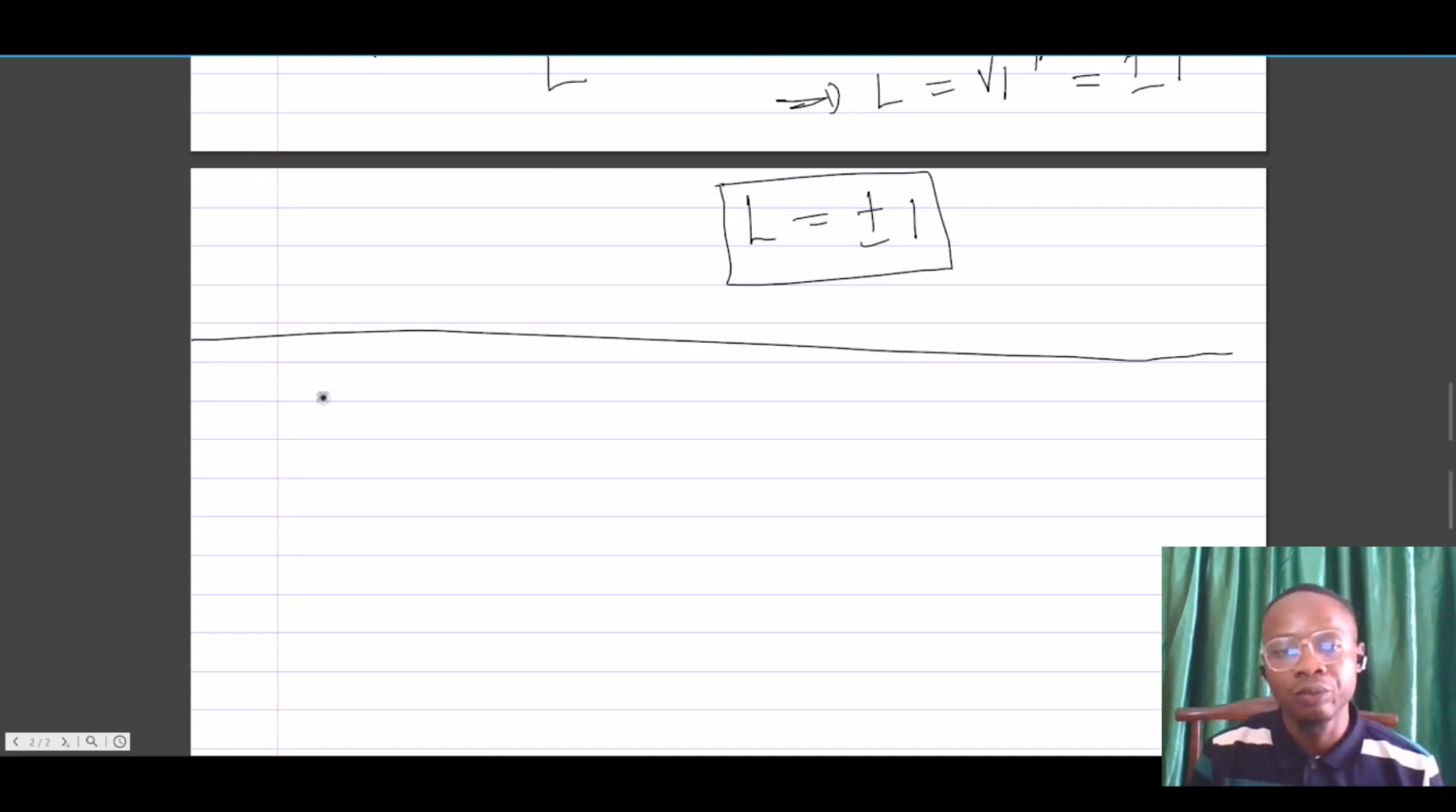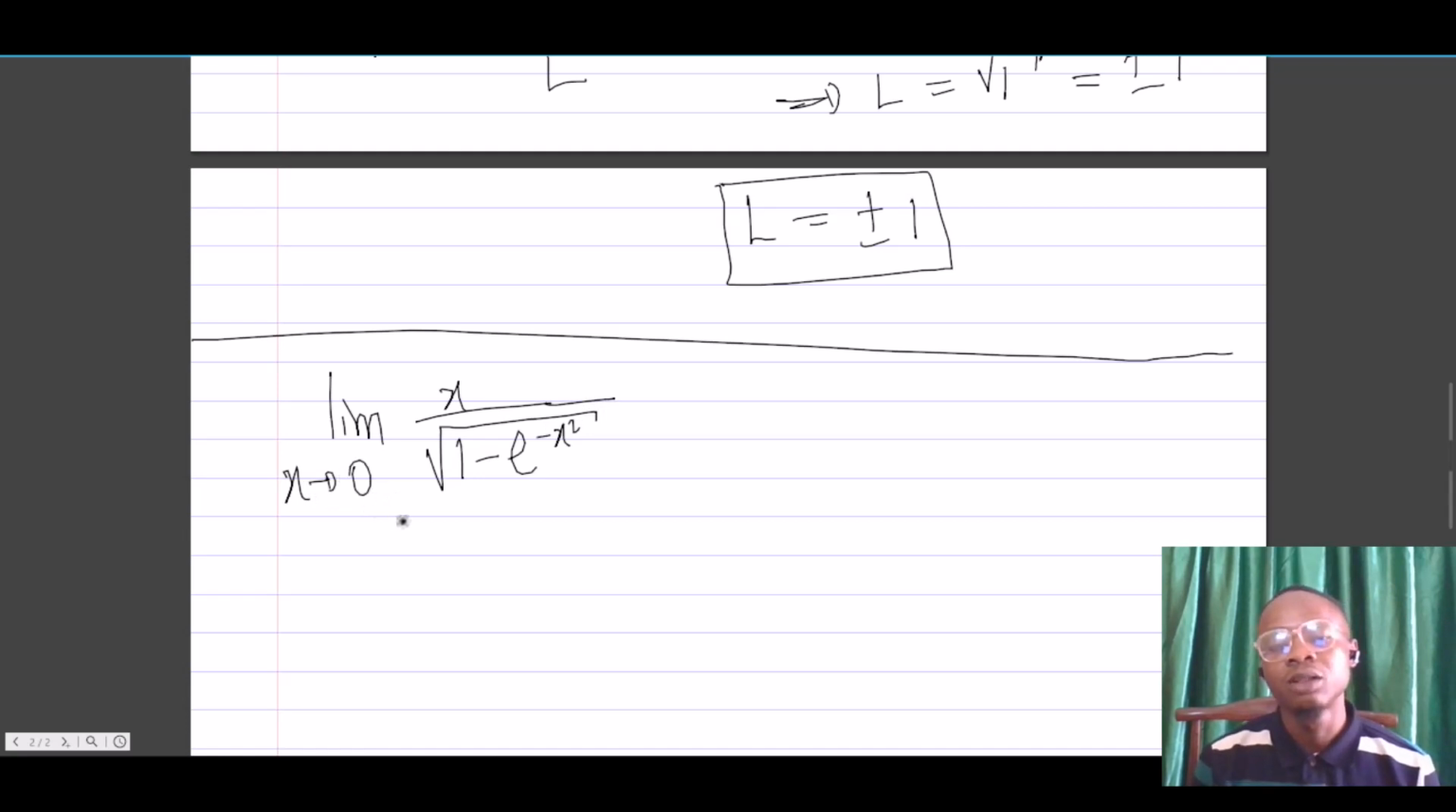We're given the limit of x over the root of 1 minus e to the power minus x squared as x approaches 0. From the work we have done, we already know that the limit cannot be evaluated by a conjugate method. It cannot be evaluated by direct substitution because that gives us 0 over 0. We have seen that it cannot be evaluated by L'Hopital's rule because that is going to keep cycling around. So we have to find another means of solving this.